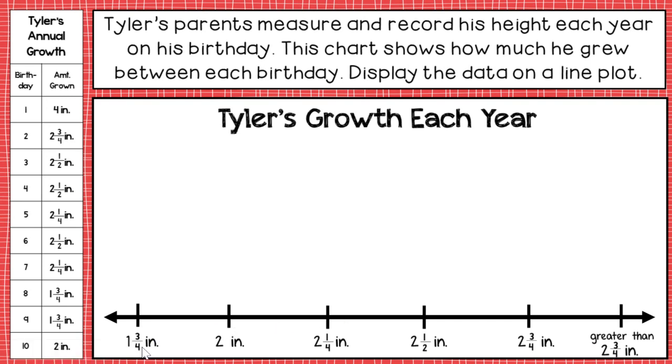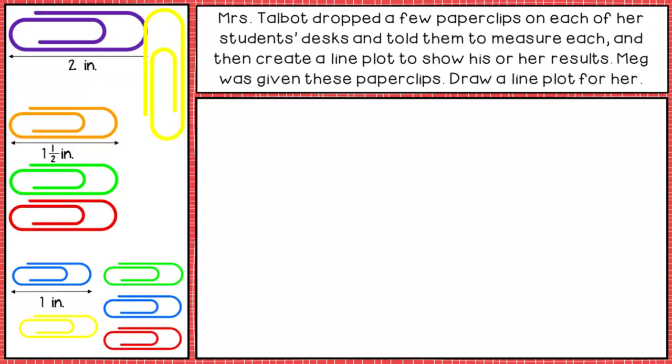So the first line point is 1 3/4. I come over here and I see 2 places that's listed, so I'm going to put 2 X's. 2 inches, I look over and I only see that once. 2 1/4, I see it twice. There's there and there. 2 1/2, 3 times he grew that much. 2 3/4, just once. And greater than 2 3/4, looks like just this one time, and so we're going to put 1. And so there we have the line plot of his growth each year.